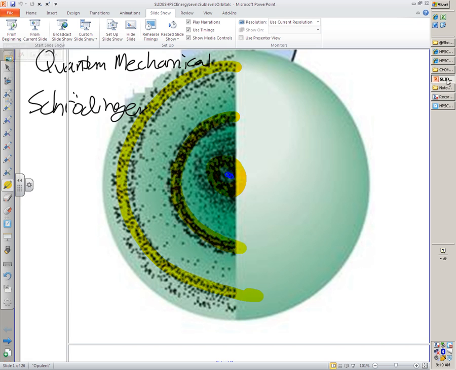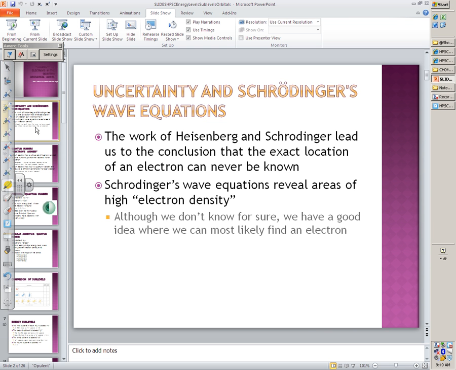I believe on Wednesday we got this, right? Summarizing what we just talked about. Based on the work of Heisenberg and his uncertainty principle, Schrodinger and his wave equations, we get to the conclusion that the exact location of an electron will never be known. But the wave equations that Schrodinger develops give us an area of high probability or high electron density. And even though we don't know for sure where those electrons are, we can have a pretty good guess. Okay? Good so far.